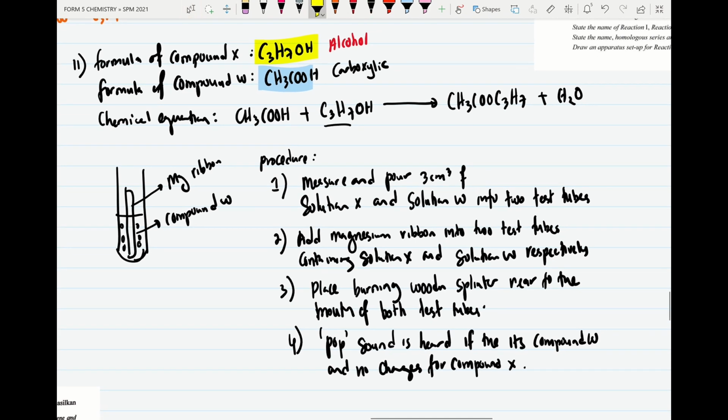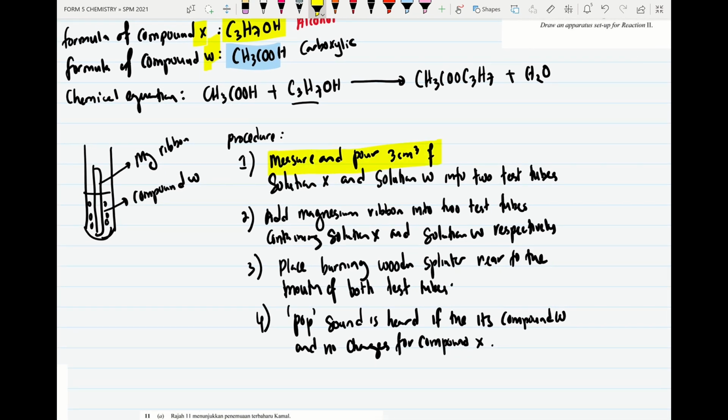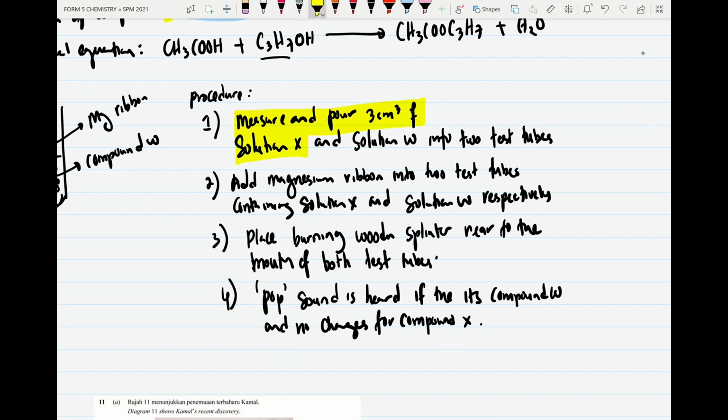All right, please remember compound X is propanol, compound W is ethanoic acid. So how to differentiate these two, compound X and W? We measure and pour 3 cm3 of solution X and compound W into two test tubes. Add magnesium ribbon or zinc ribbon into the two test tubes containing solution X and solution W respectively.